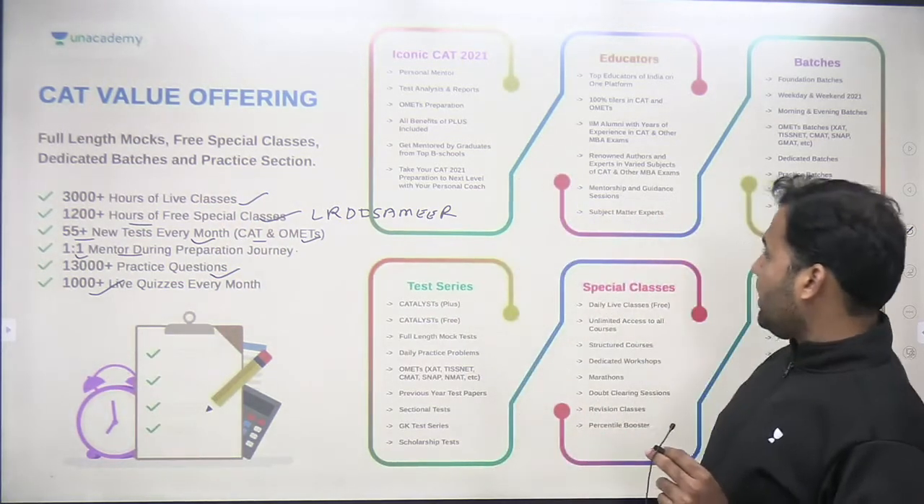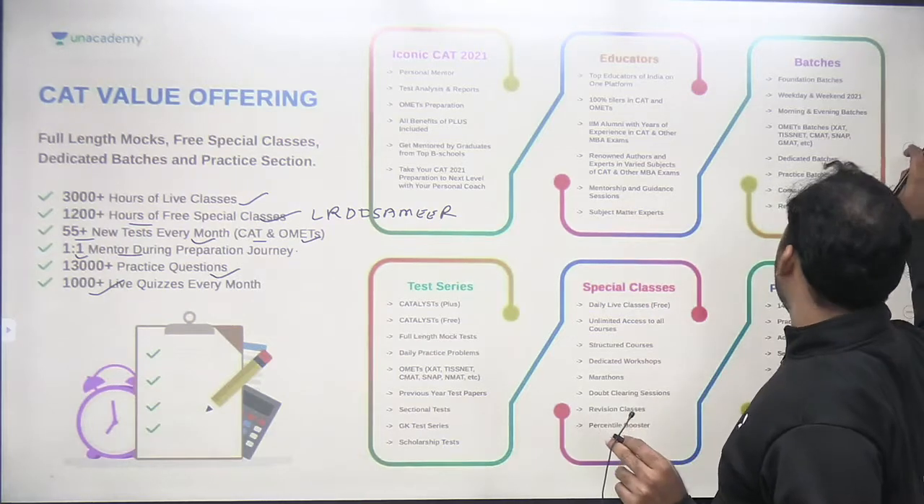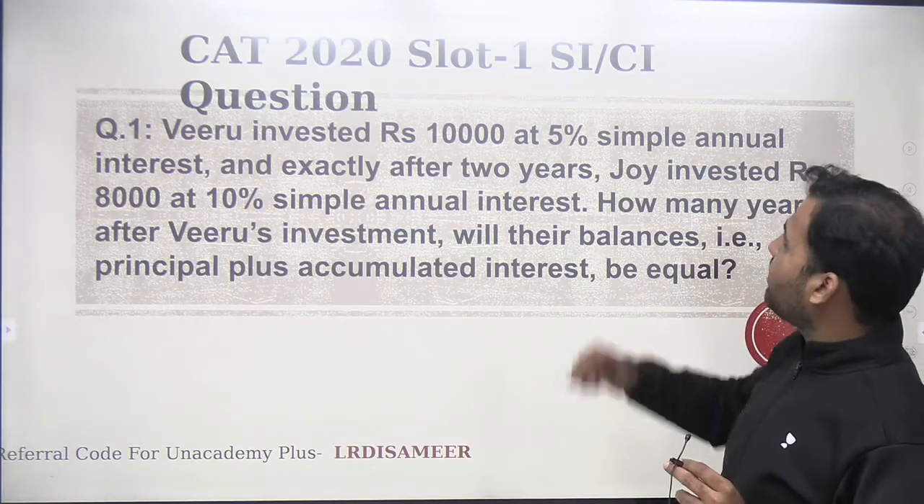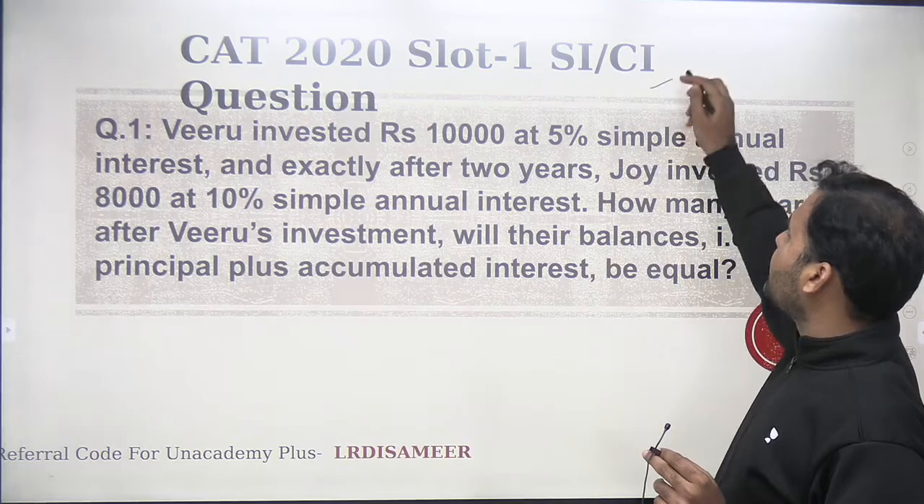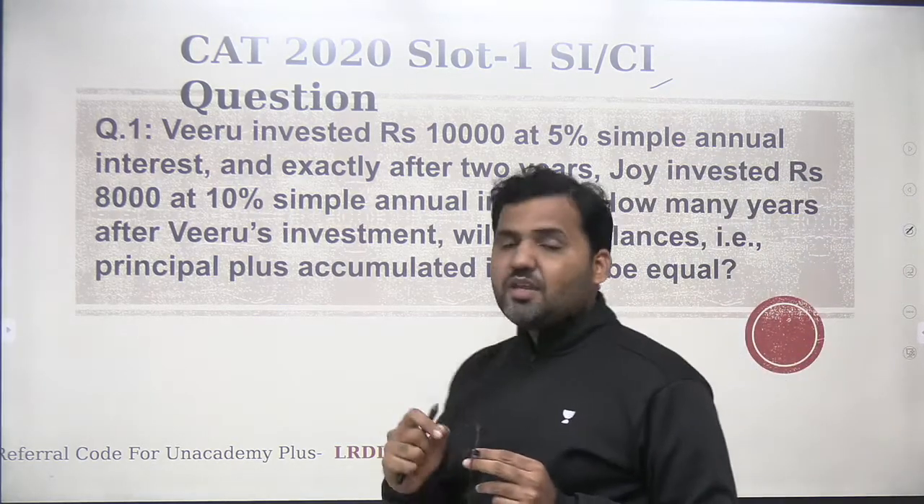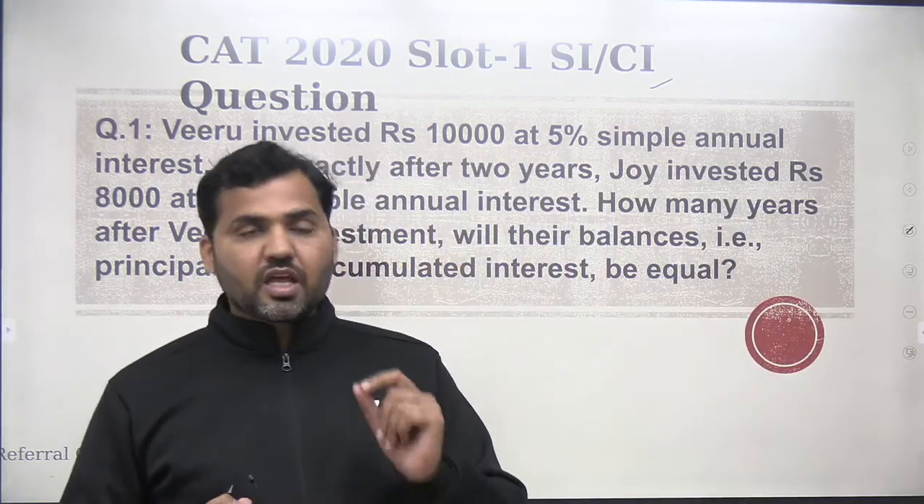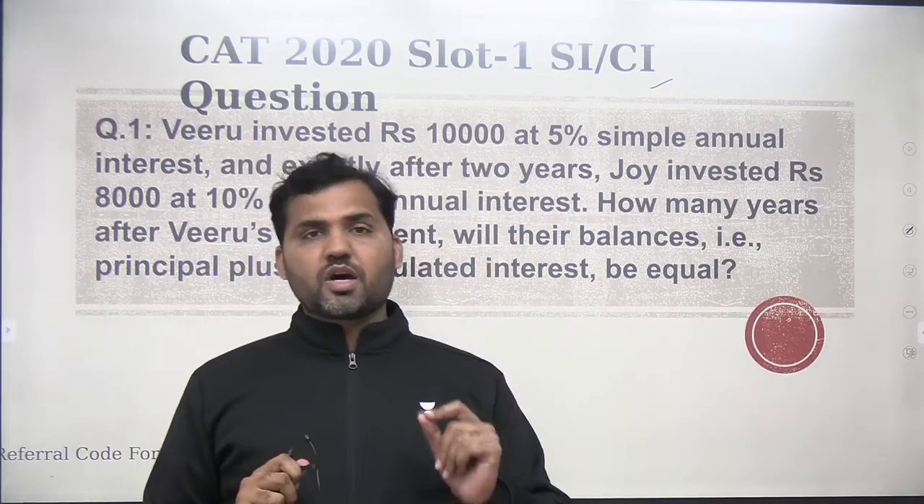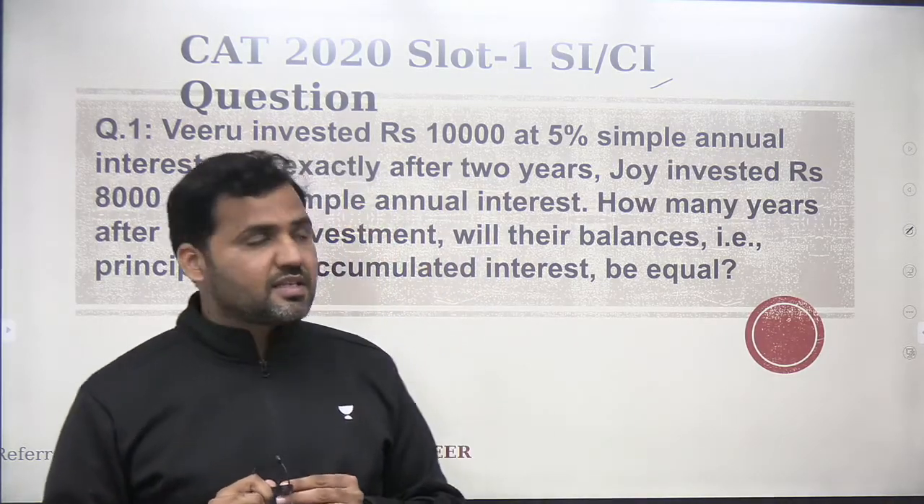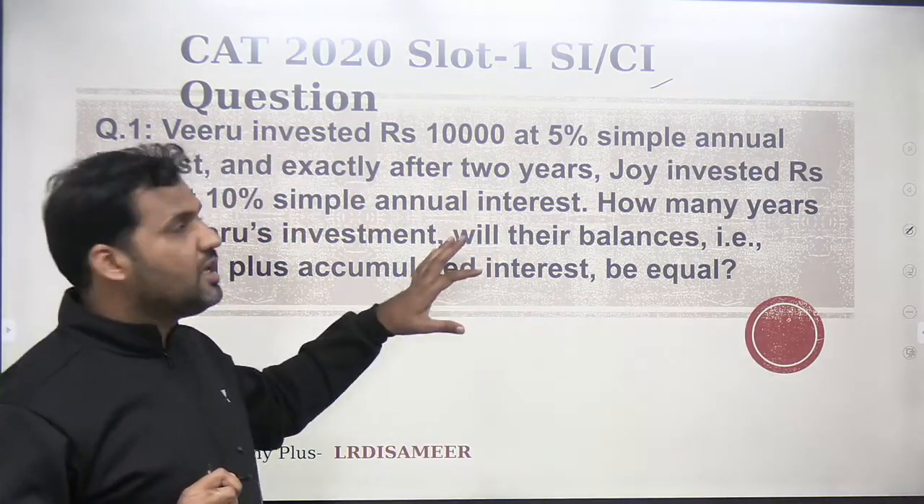Now, the first question that I will be discussing with you from CAT 2020 slot 1 is an SICI question. A very basic, easy question without making any equation, without using any formula. You can easily answer the question. Let's quickly read the question.